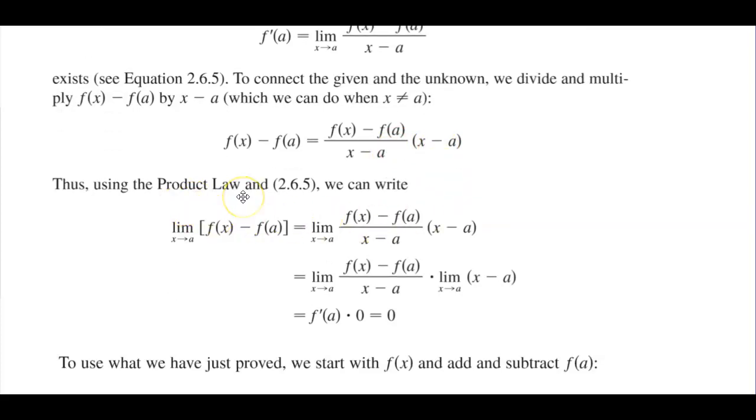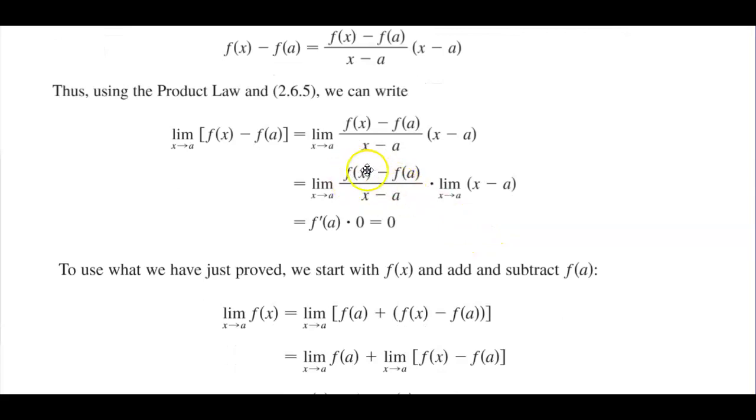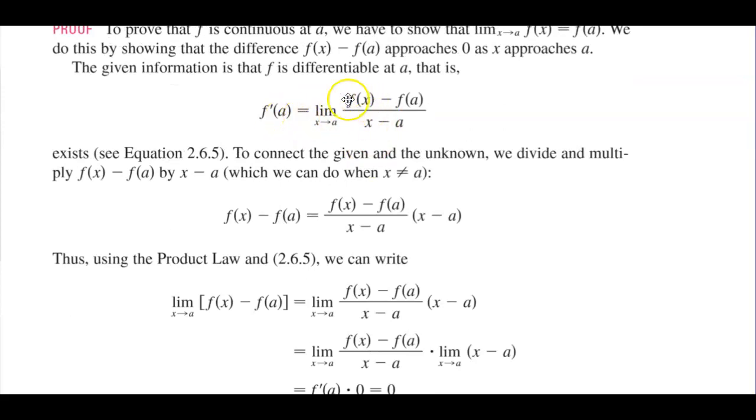Now we're going to use the product law, 2.6.5, and we can write the following. We can take the limit on this side, the limit as x approaches a of f of x minus f of a, and that's going to equal the limit on this side as x approaches a of (f of x minus f of a) over (x minus a) times (x minus a). Now we can apply the limit to both of these, so we have the limit as x approaches a of (f of x minus f of a) over (x minus a) times the limit of x minus a. Now we know from up here that f prime of a equals this.